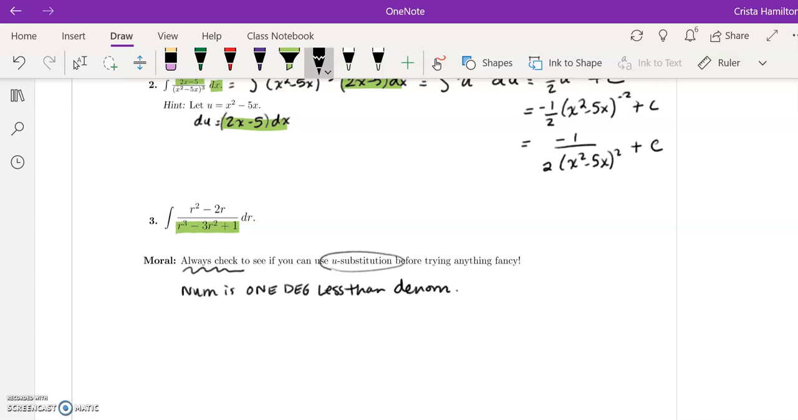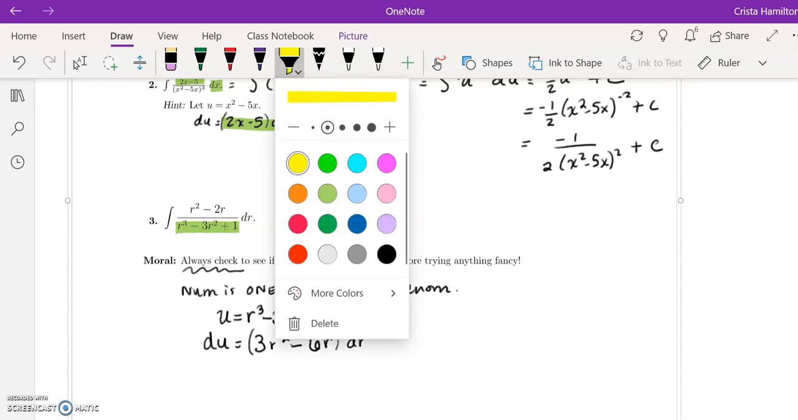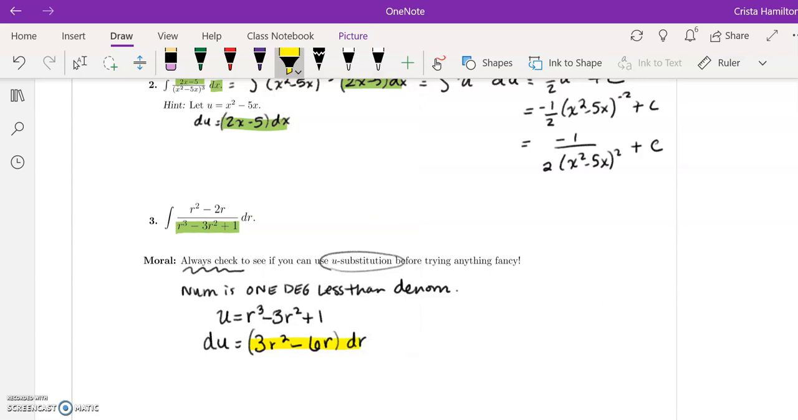And in that kind of framework of a rational function that has the degree on the numerator 1 less than the degree of the denominator, I am going to try u substitution as my first choice. So I would let u equal r cubed minus 3r squared plus 1. I would take the derivative, 3r squared minus 6r. And I look at what's in the numerator, and remember this has a dr, and I'm trying to match what's here in this to what's up here.